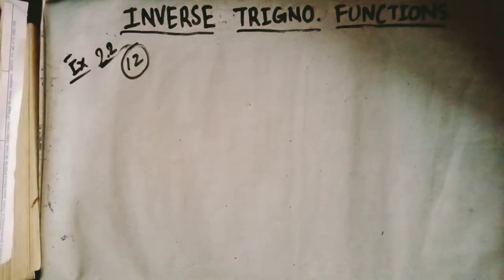Next question, question number 12. They have given cot of (tan inverse of A plus cot inverse of A). Here you have to make use of the property which is given in inverse trigonometric functions. That property is tan inverse of x plus cot inverse of x equal to pi by 2. So simply you have to substitute pi by 2 over there. Next question we'll solve.